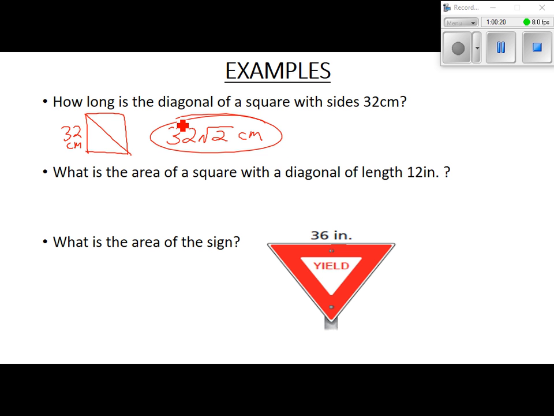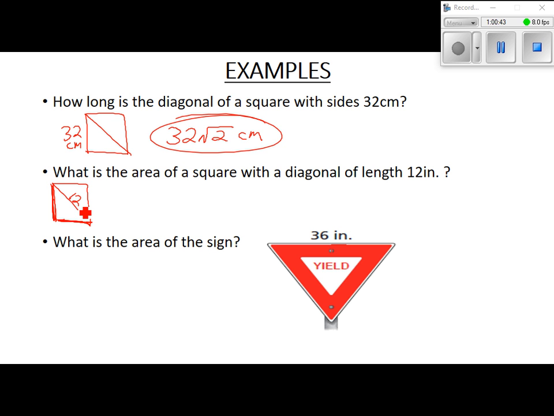It's that simple. What's the area of a square with a diagonal of length 12? To find the area of the square, we take length times width, or base times height, right? Well, if we know that this diagonal is 12, how are we going to do that? Do we just divide it by 2 to get each side at 6?